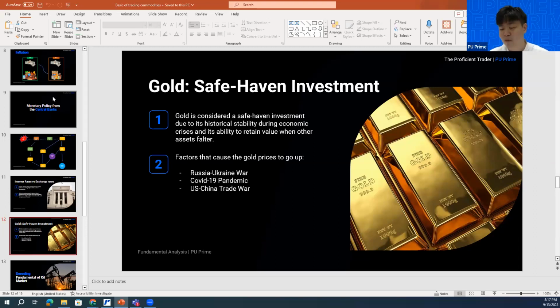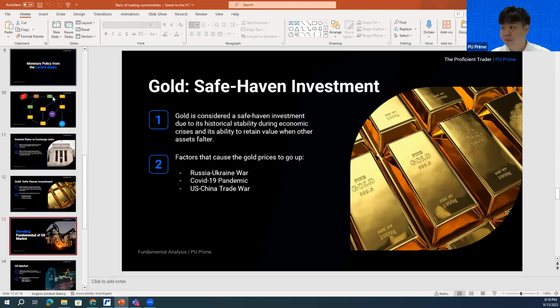Anything regarding a virus outbreak, or even a war over there, or some country, for example, the property sector in China facing some crisis, this is something that we can also consider. So the gold market, gold is also a consideration for a very good safe haven investment.